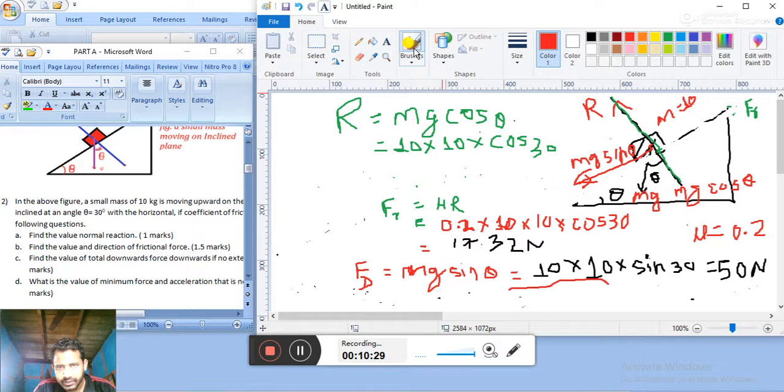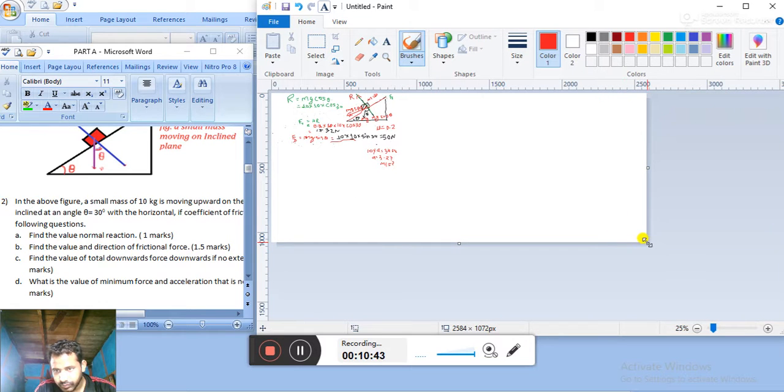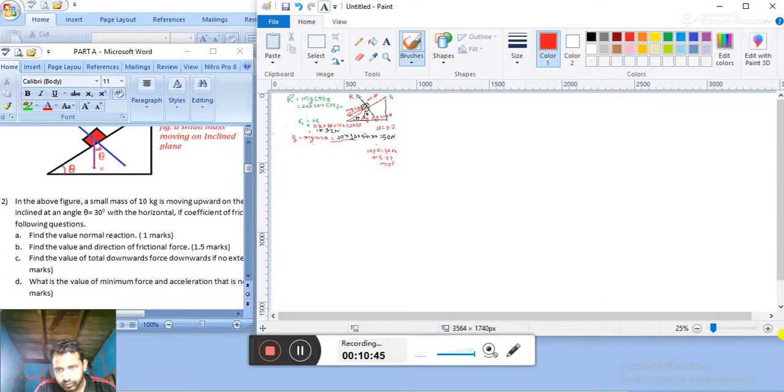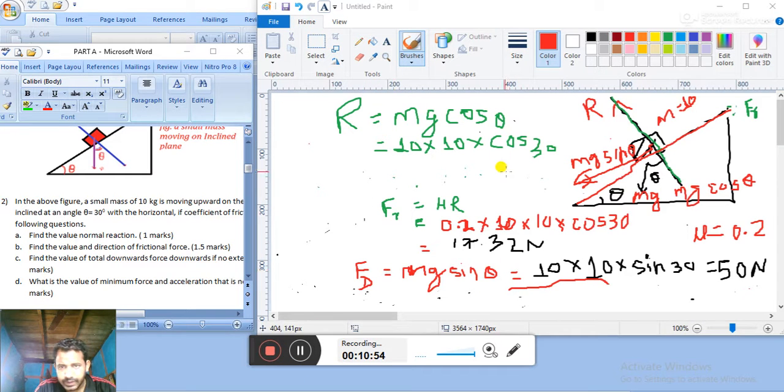Okay, let me take this pen. Now see here, I'm just drawing all this. In the same case, see, I have made this inclined plane, though it's not perfect. Now it looks like an inclined plane. And the only difference in the question is the mass, which is 10 kg.